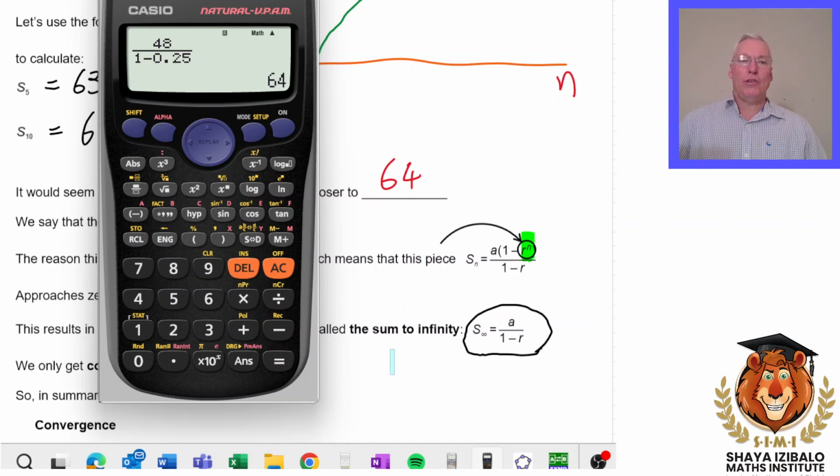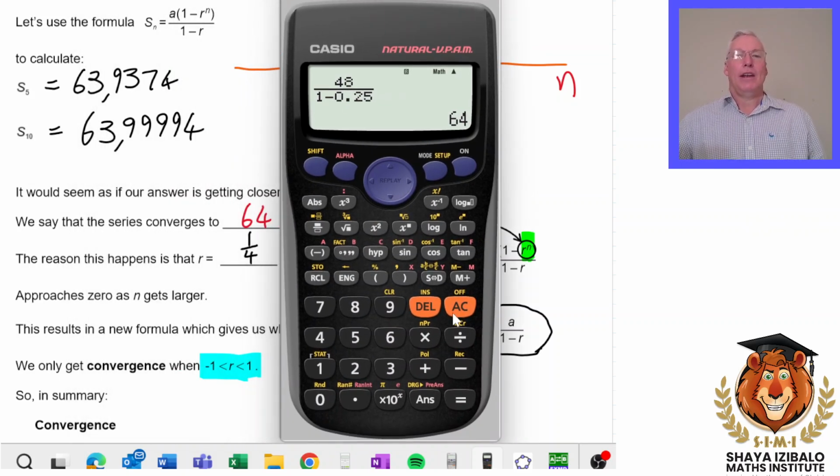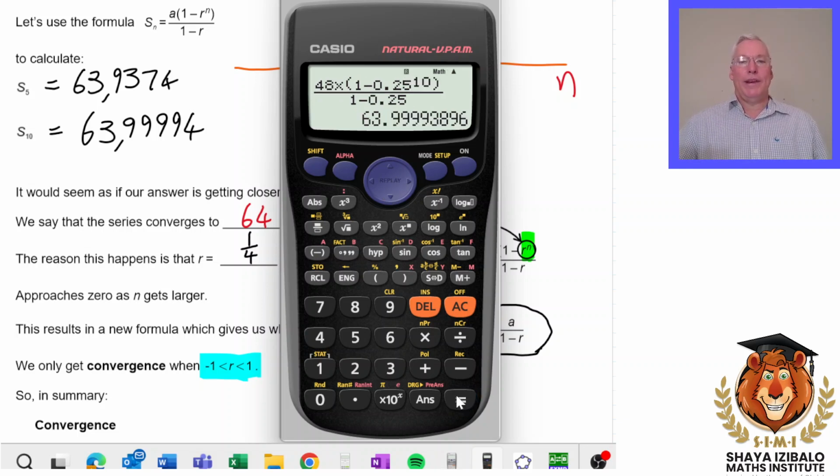I'll show you quickly that although your calculator might say it gets to 64, it actually doesn't. I'm going to show you what I mean by that. If we were to use our calculator, I'm going to go back up to where we were calculating some answers. Remember over here we had the answer for 10. Now let's change this to say 17.